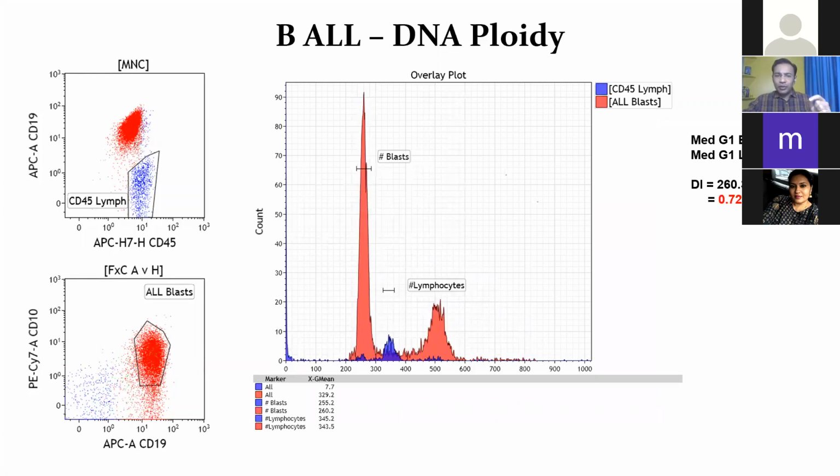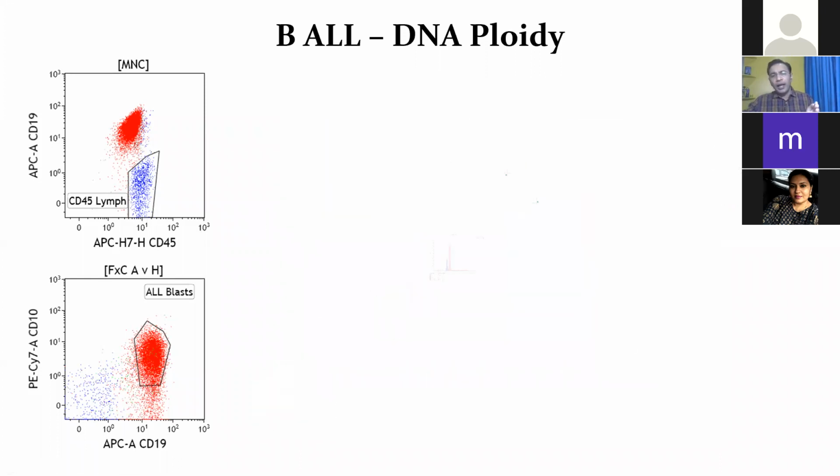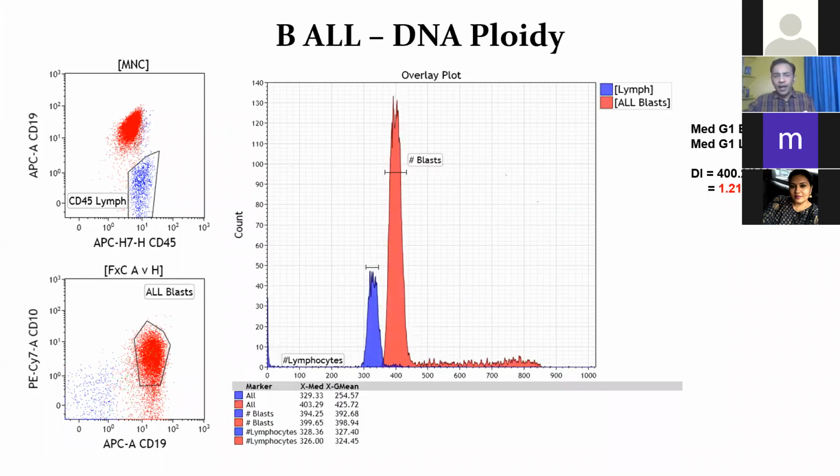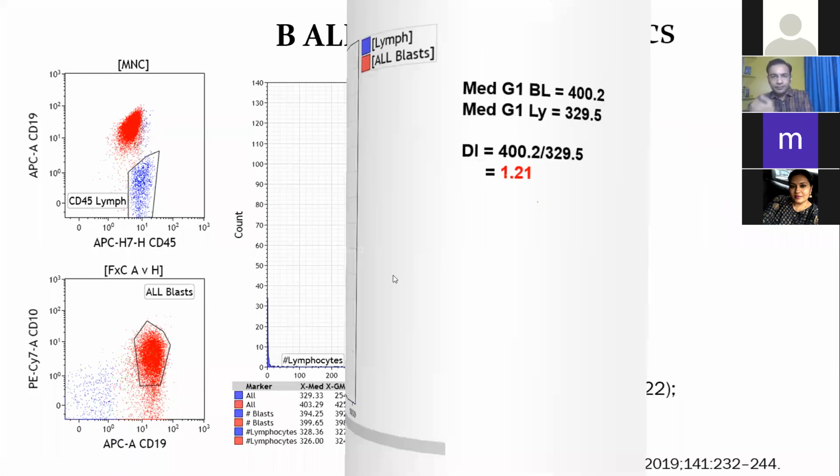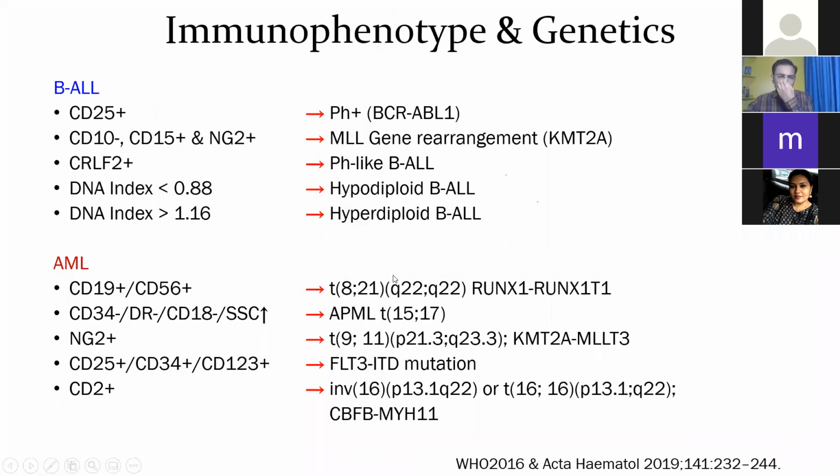Now the next case you can see is hypodiploidy, because the amount of dye is lesser in G1 phase as compared to the blue cells. This shift to the left indicates hypodiploidy. And if the amount of dye is higher, that is a shift to the right, it indicates hyperdiploidy. So these are the different markers which indicate underlying cytogenetic abnormality.